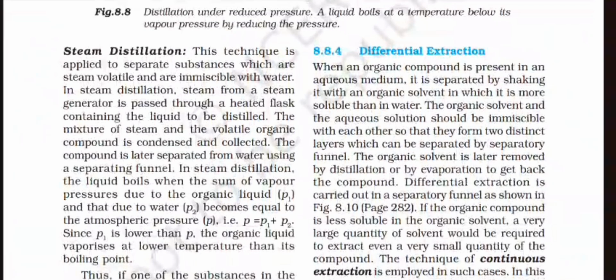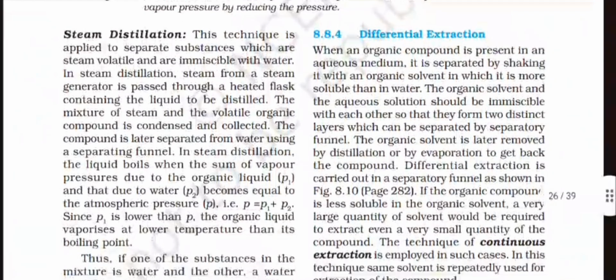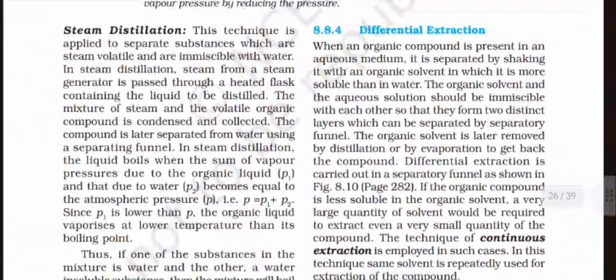Steam distillation. The technique is applied to separate substances which are steam volatile and are immiscible with water. In steam distillation, steam from a steam generator is passed through a heated flask containing the liquid to be distilled. The mixture of steam and the volatile organic compound is condensed and collected. The compound is later separated from water using a separating funnel.